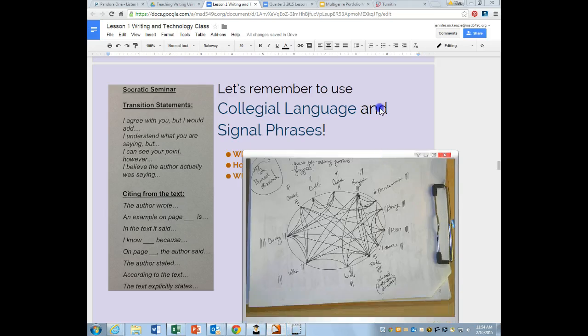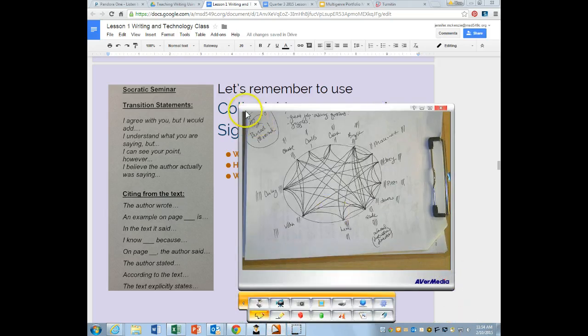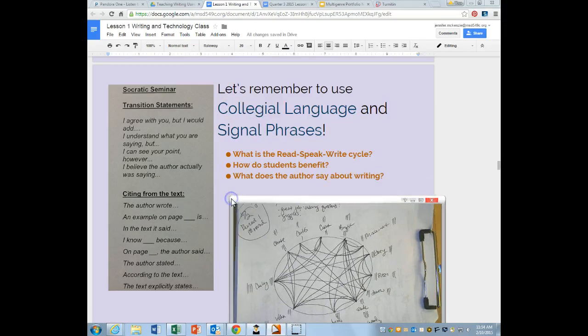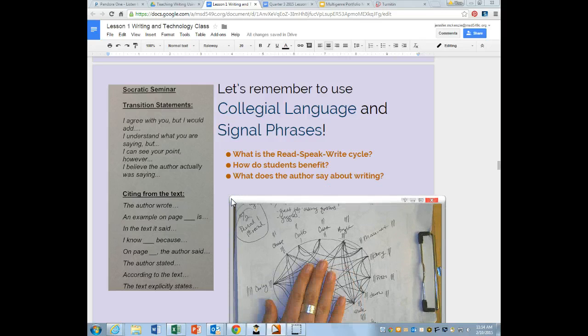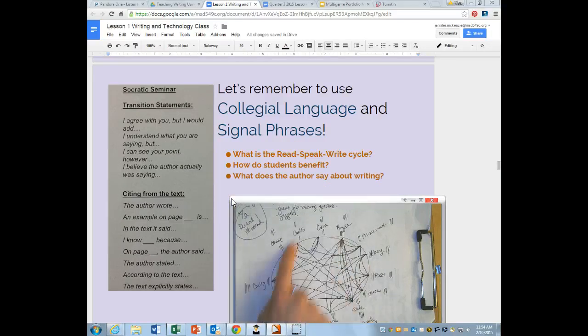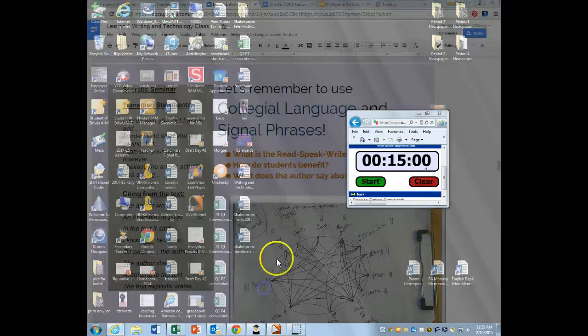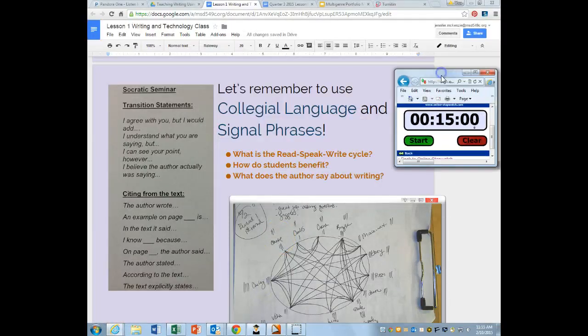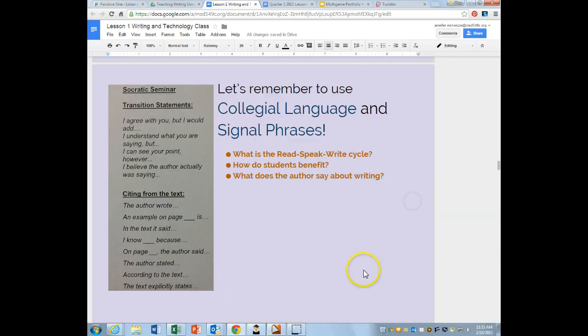When I do Socratic seminar, I like to use my document camera and actually track their conversation. I find that showing students visually how they're doing throughout the conversation ensures that everybody meets proficiency and that everybody contributes equally, which is really cool. And then I'll usually have my little online stopwatch up in the corner too. So that's just how I handle Socratic seminar. We practiced doing it that way.